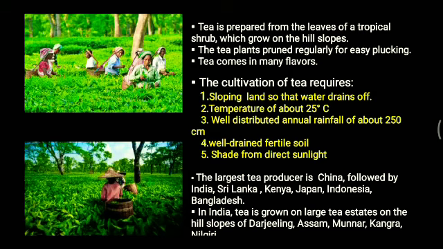Now, if we see the cultivation of tea, what are the requirements? First, sloping land so that water drains. This is the most important thing, for which we need a sloping land. So that's why you can see all the tea gardens are in the hill areas. Of course, we have them in the plains also, but we need basically the sloping land.